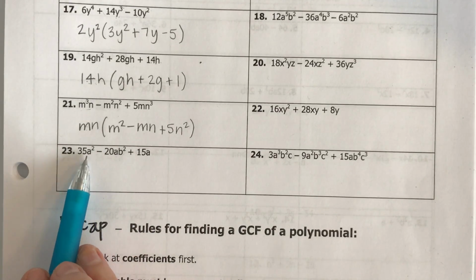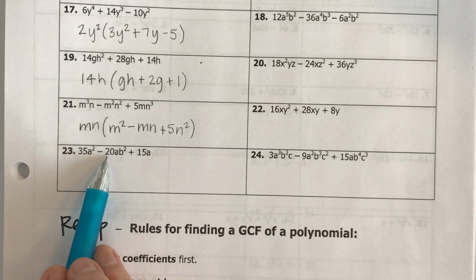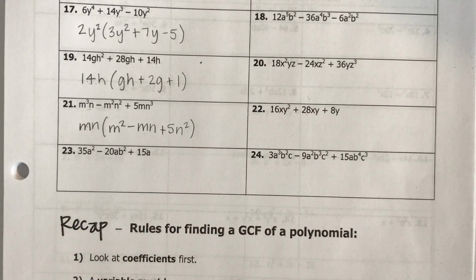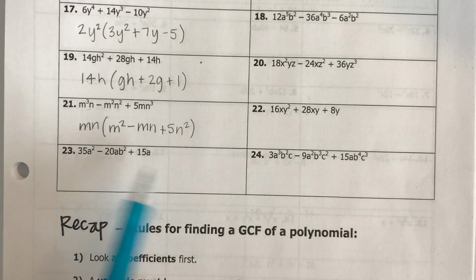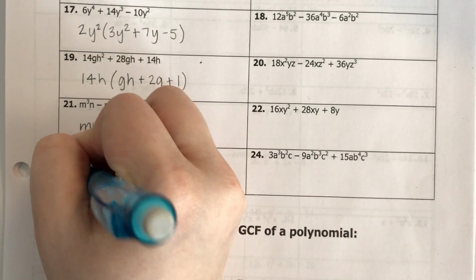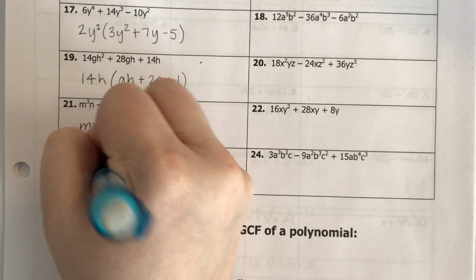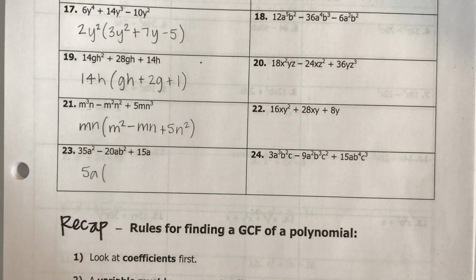Okay, 35a squared minus 20ab squared plus 15a. Well, I can see that all of these numbers are divisible by 5. Okay, and they all have at least one a. And that's it. Because there's only one b. These two don't have a b.